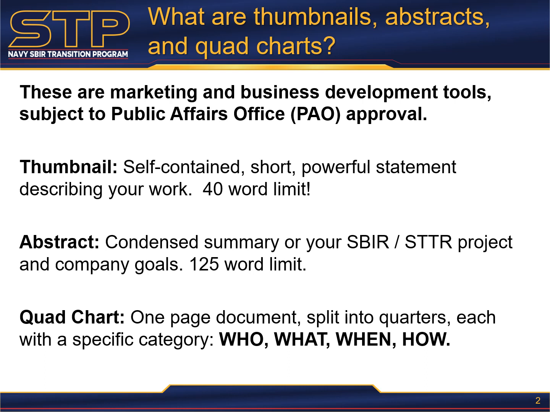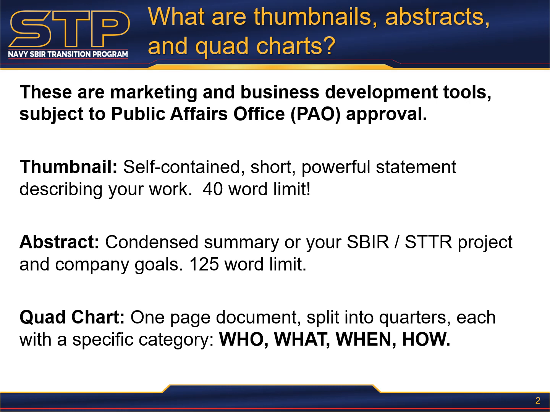So, what are the marketing tools comprised of? A thumbnail is a 1 or 2 sentence statement that describes your work. It's short, to the point, and most importantly, no longer than 40 words. Thumbnails are ideal for social media or front-facing websites to get a potential customer's attention. Once you hook them, they can get more information from your abstract.